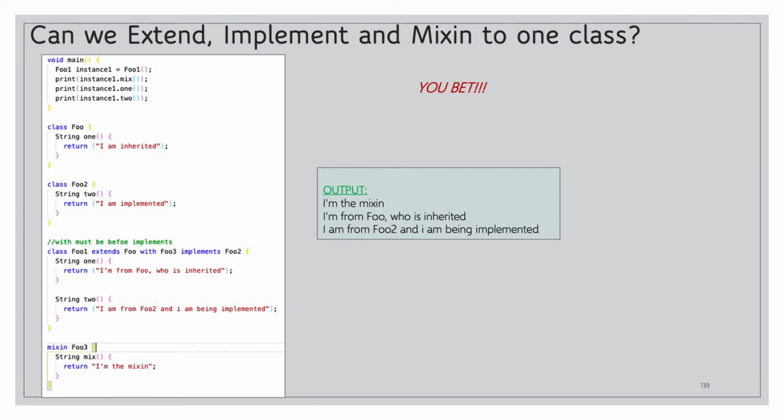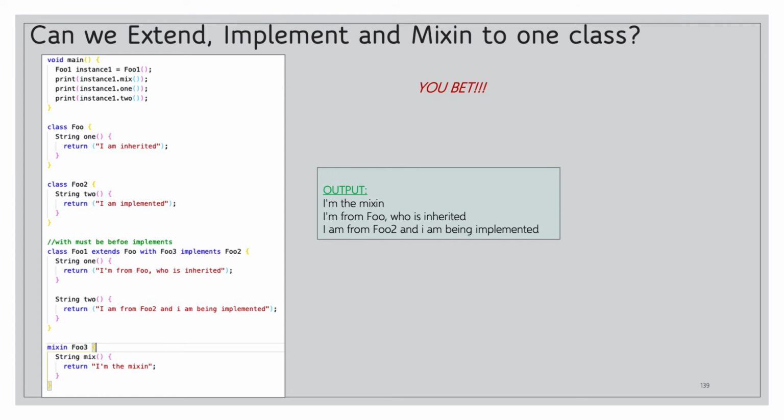So we have string 1 in class foo1, which is the same method that we have in foo, our parent, our superclass of foo1. Then string 2 is from foo2, and that is not the case with string 1 from foo. Since foo2 is an interface, we have to define it here in foo1, the class that implements it. And finally, we have our mixin. Inside the mixin, we have a mix method, and it returns I'm the Mixin.